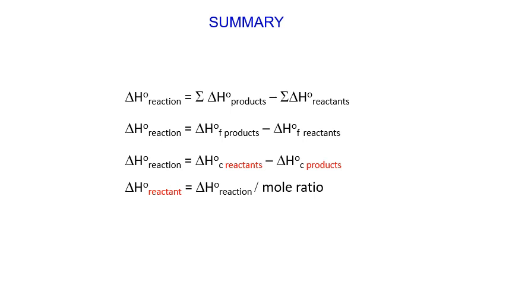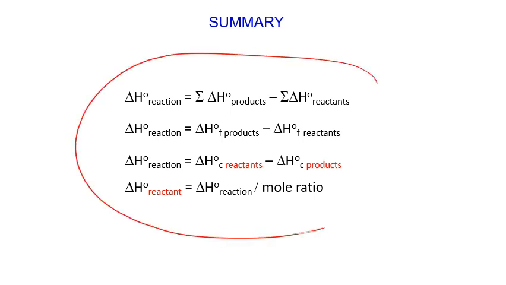So in summary, these are the 4 equations that you need to be aware of when it comes to Hess's law. We've also added the delta H of the reactant here, which is the delta H of reaction divided by the mole ratio. Be careful when you're dealing with the moles.